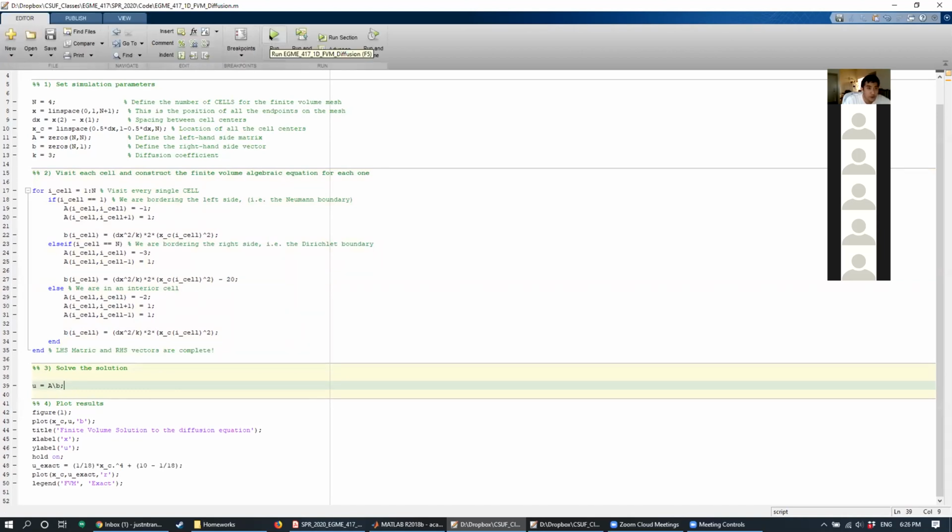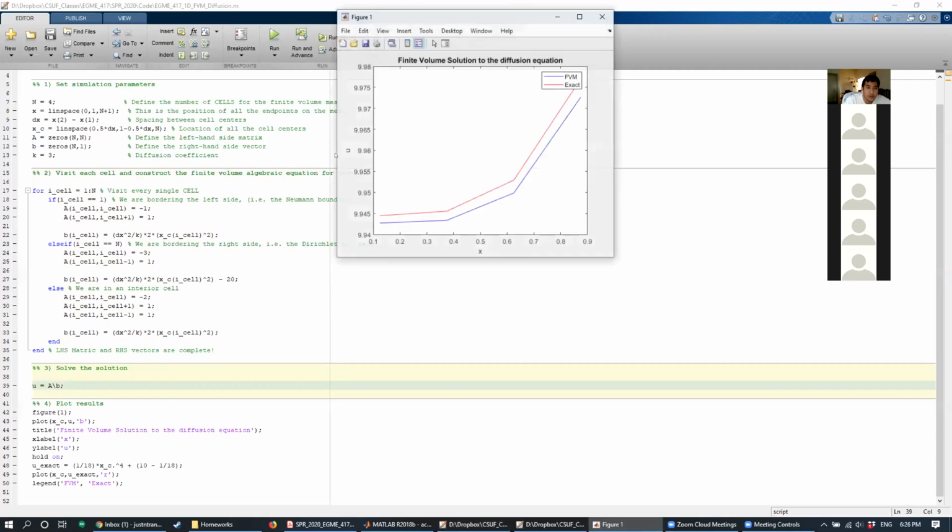And so let me run this for you just to show you. Okay, and for this particular problem, I didn't compute it in the notes, but I computed the exact solution, just so you can compare. So in the plot that just showed up here, I have the finite volume solution in blue, and then I have the exact solution in red. Okay, so you can see that they're very close.